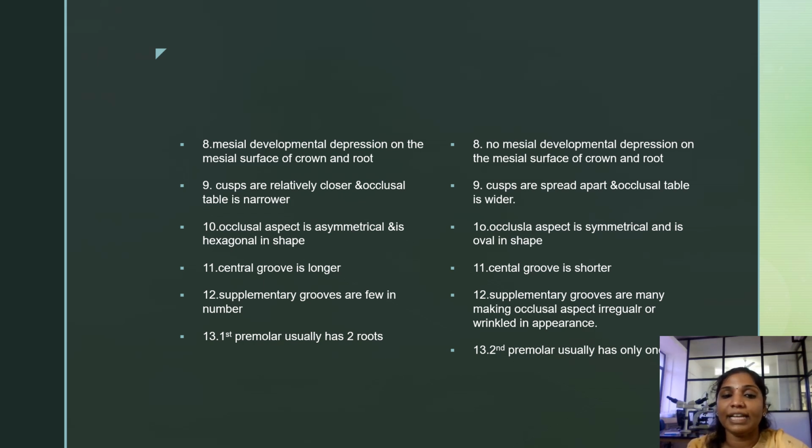The central groove is longer in the maxillary first premolar, whereas it is shorter in the maxillary second premolar. Supplementary grooves are few in number in the maxillary first premolar, whereas there are many supplementary grooves making the occlusal aspect irregular or wrinkled in appearance in the maxillary second premolar. In most cases, the maxillary first premolar has two roots, whereas the maxillary second premolar has only one root.